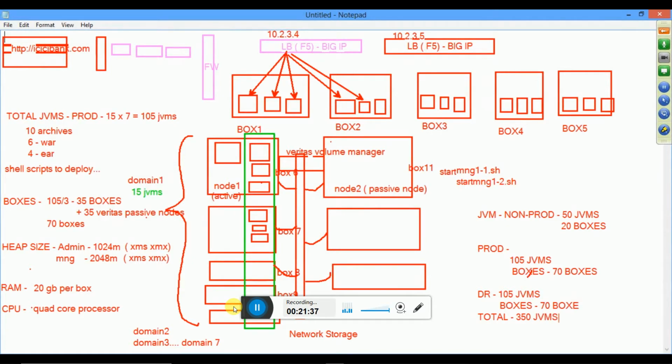It does not mean that you are going to look at the log files of all these 350 JVMs every day. The same way, look at the number of boxes: 70, 70, 140 plus 20, around 160 boxes. Obviously, with such a big environment, you will be asked how you are monitoring it. You will say, we are using Introscope, or we are using OEM, Oracle Enterprise Manager, to monitor these things.